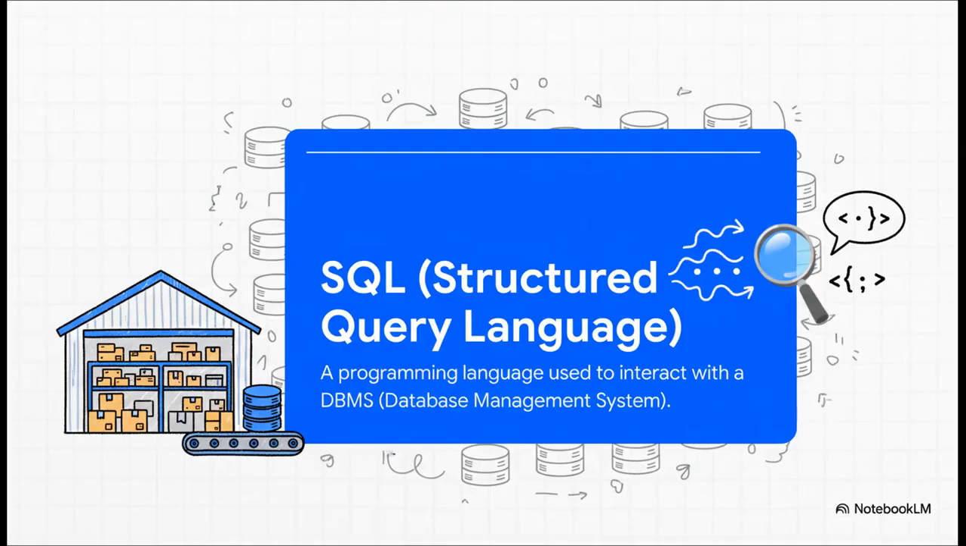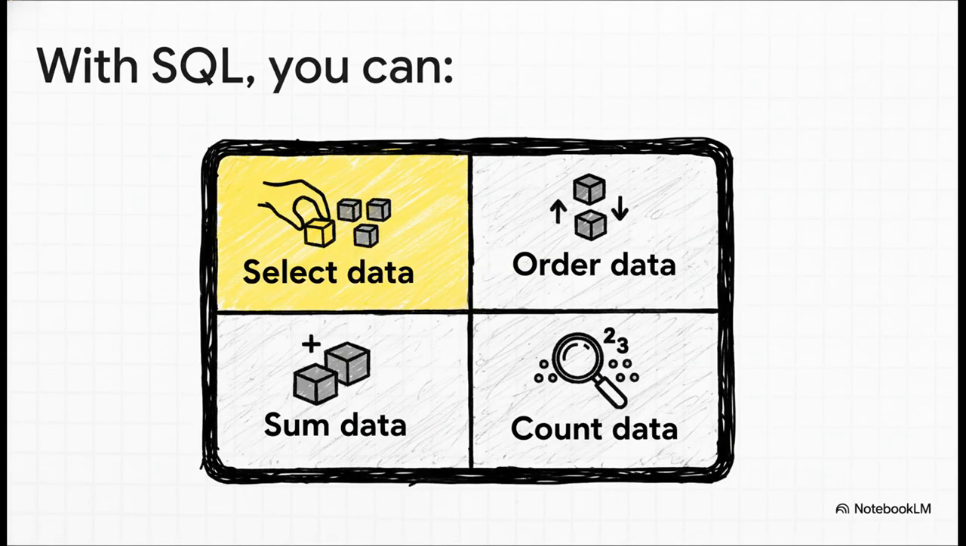All right, so SQL stands for Structured Query Language, and it's how we talk to something called a database management system. But what does that actually mean? Well, the easiest way to think about it is this. Imagine a database is a massive, perfectly organized warehouse. SQL is the language you use to tell the warehouse manager exactly what you need, right down to the aisle and the specific shelf number. With SQL, you can do all sorts of stuff. You can order data, you can sum it up, you can count how many of something there are. It's incredibly versatile. But for today, we're going to start with the most fundamental action of them all, just selecting data.